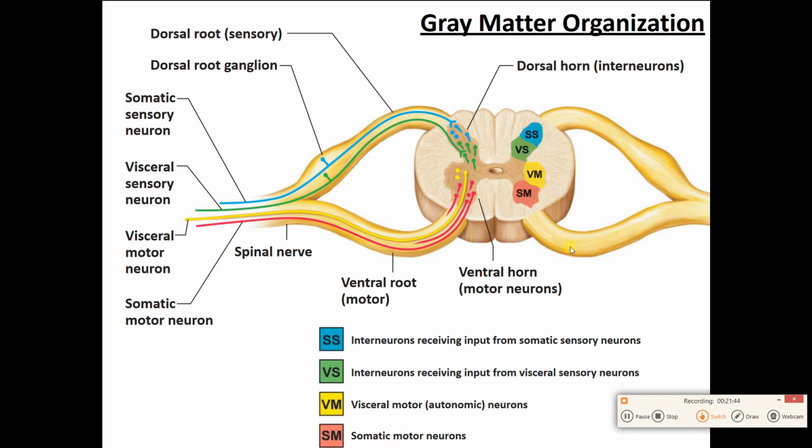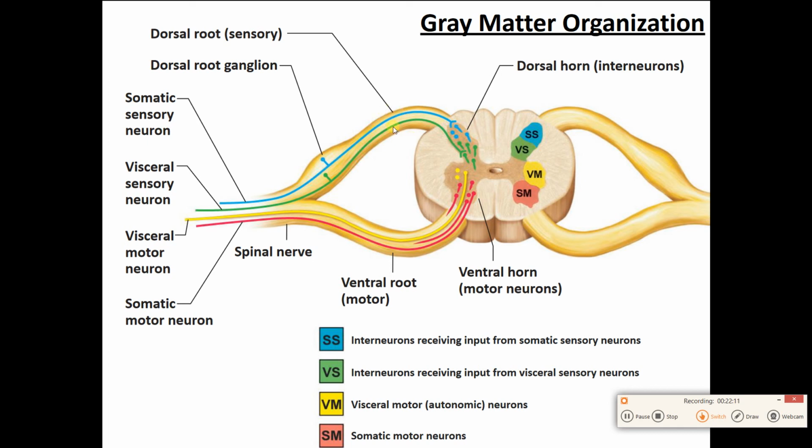Whereas in the ventral horn, we're going to find the dendrites and somata of somatic motor neurons. And then their axons go out this way. Where are their axons going? They are going to skeletal muscle. And we see on this side the axons coming out for the motor guys, and the axons going in for the sensory guys.